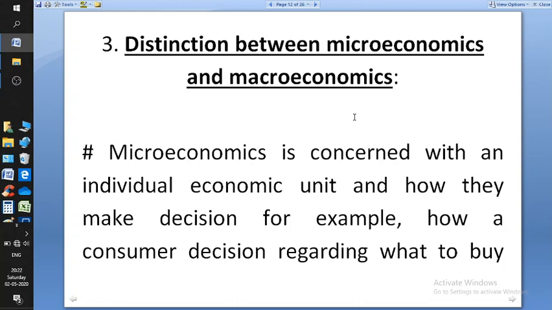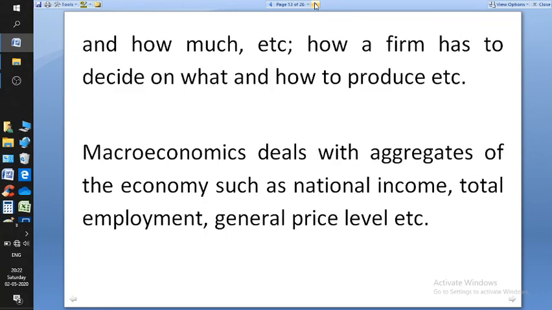Now, the third part of our discussion is to bring about the distinction between the microeconomics we have learned in class 11 and macroeconomics. Microeconomics is concerned with individual economic units and how they make decisions. For example, a consumer decides what to buy and how to buy. And from the firm's point of view, it has to decide what to produce and how to produce.